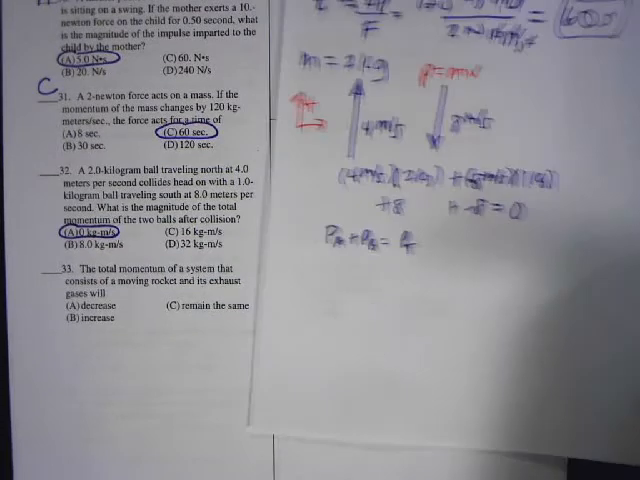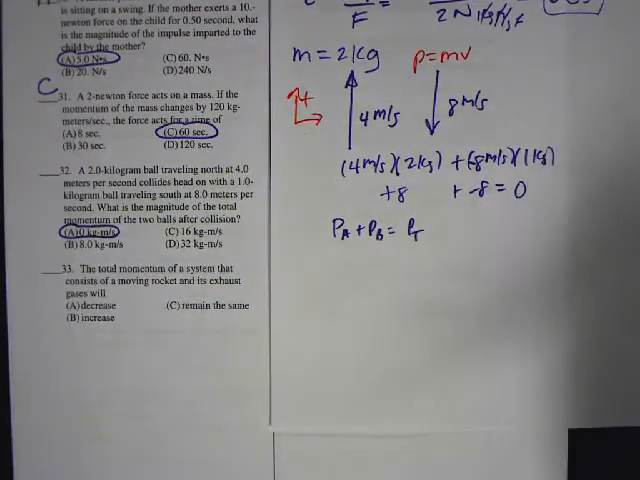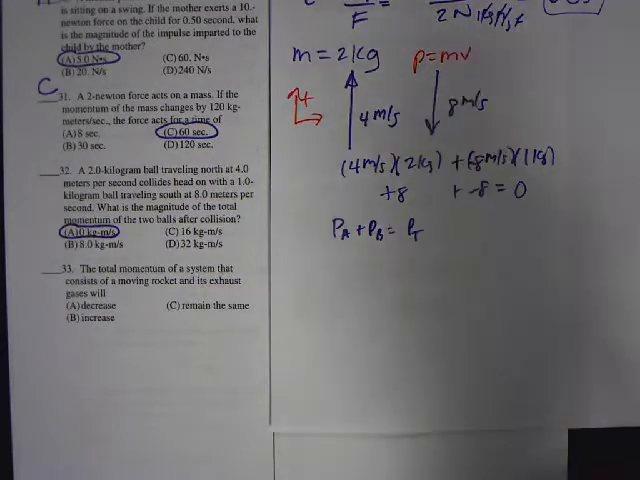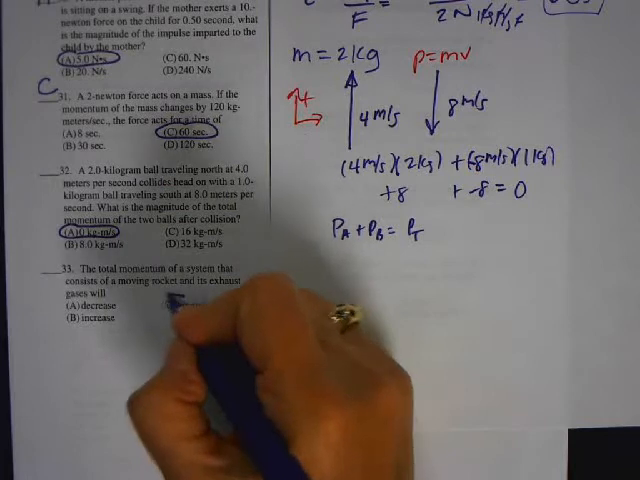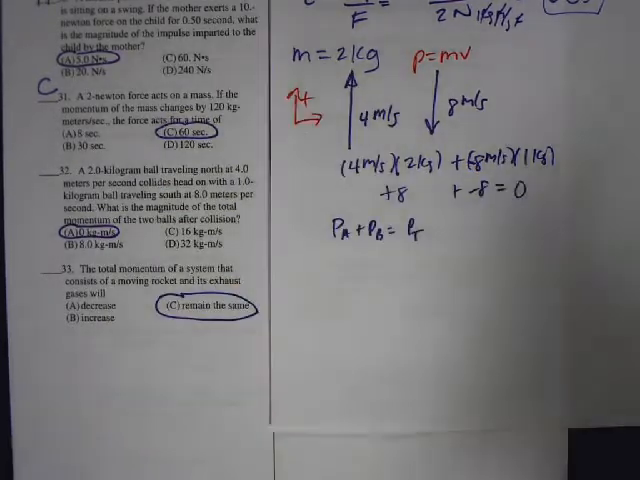All right, number 33. It says the total momentum of a system that consists of a moving rock and an exhaust will remain the same. And this one is just an example of conservation of momentum.